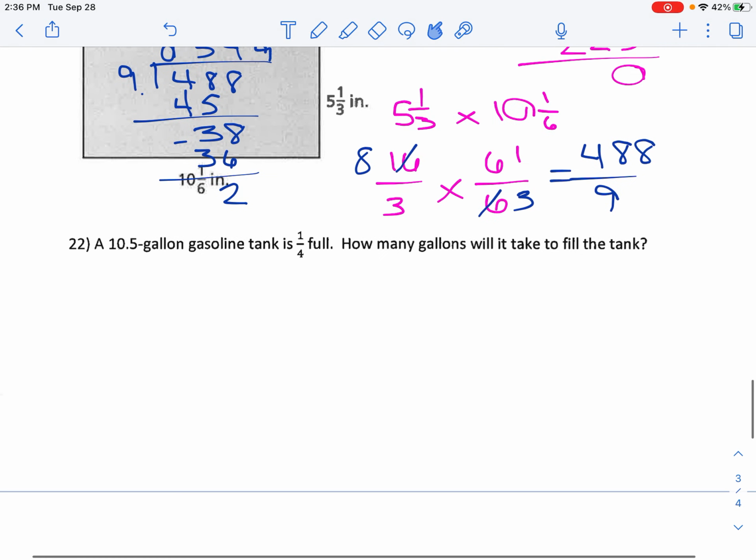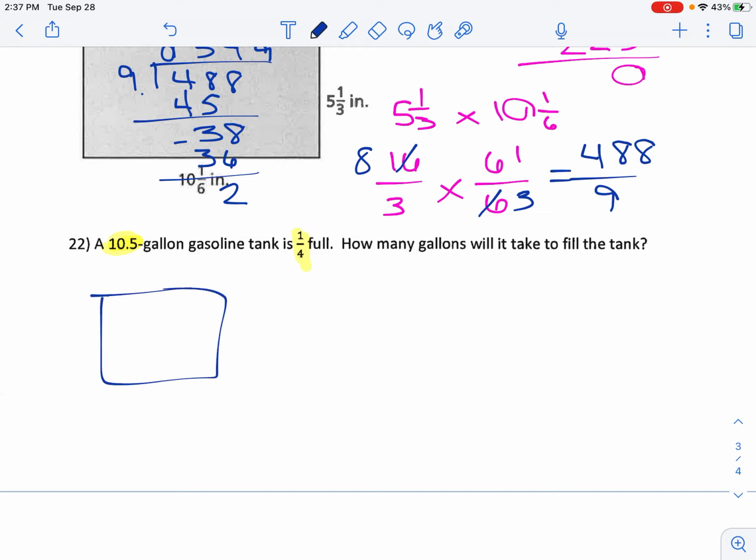Last one. A 10.5 gallon gasoline tank is 1/4 full. How many gallons will it take to fill the tank? So this is the amount that the tank can hold. This is the amount already in the tank. So there are a couple different ways you can think about this. If it's 1/4 full, it's 3/4 empty. If it's 1/4 of the way full, then it's 3/4 empty.